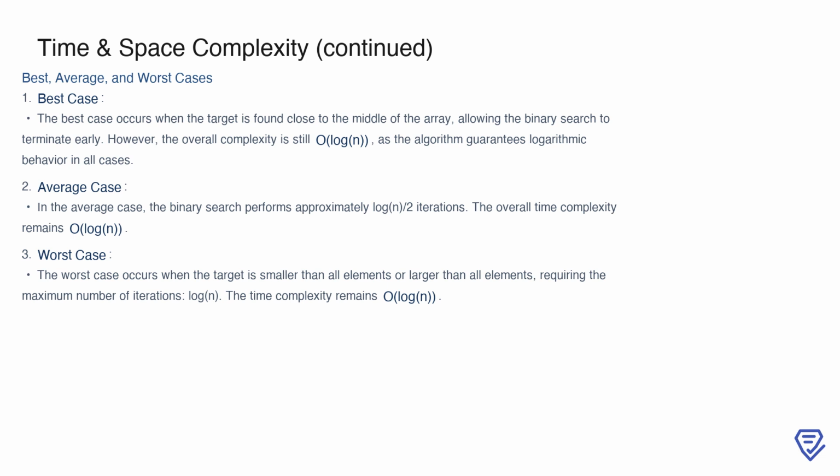In the average case, the algorithm performs about half the maximum number of iterations, but the time complexity still resolves to O(log n). The worst case occurs when the target is smaller than all elements or greater than all elements, requiring the maximum number of iterations. Despite these variations, the binary search consistently operates within O(log n) time.